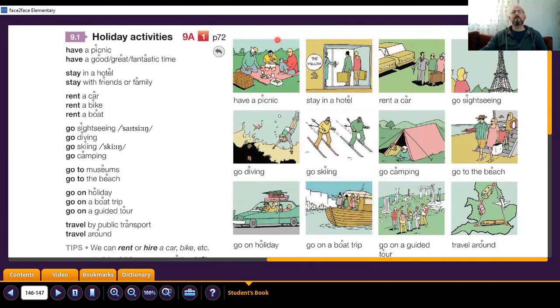So let's read them together, guys. Repeat after me, please. Have a picnic. Have a good time. Have a great time. Have a fantastic time.